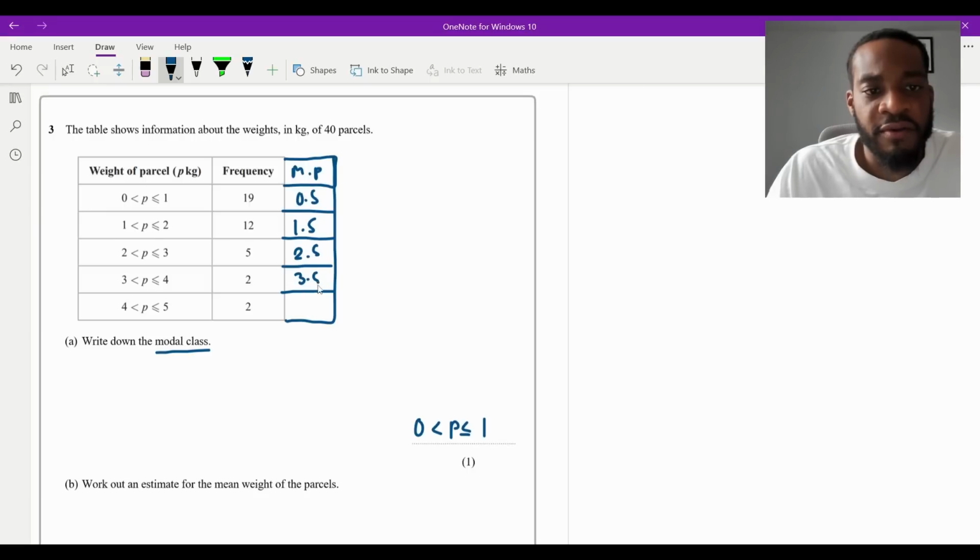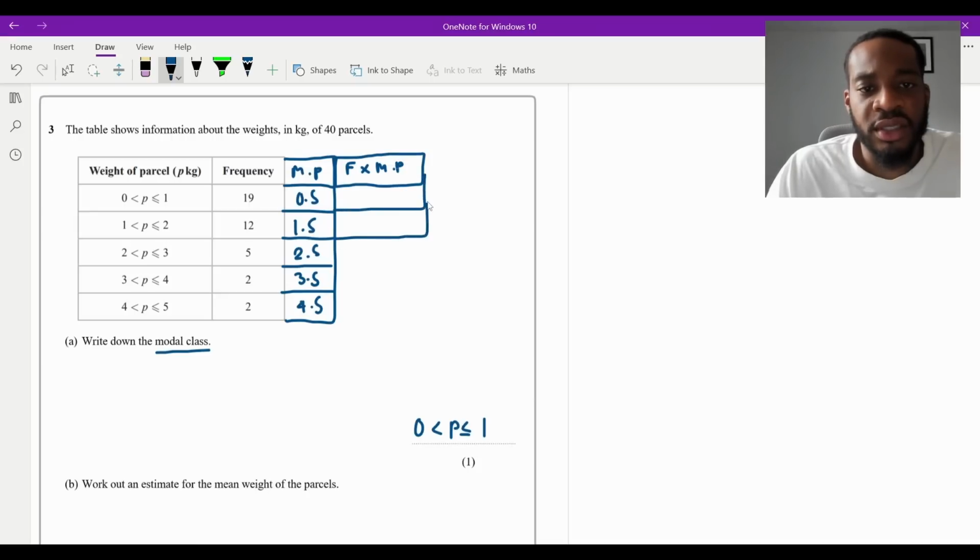That's going to be 3.5, and that's going to be 4.5. And then now you're going to do another column like this, and you're going to call this frequency times midpoint, or midpoint times frequency, doesn't really matter, right? You're just going to multiply those 2 columns together. And the reason why is because if you think about it, you are calculating an estimate for the mean.